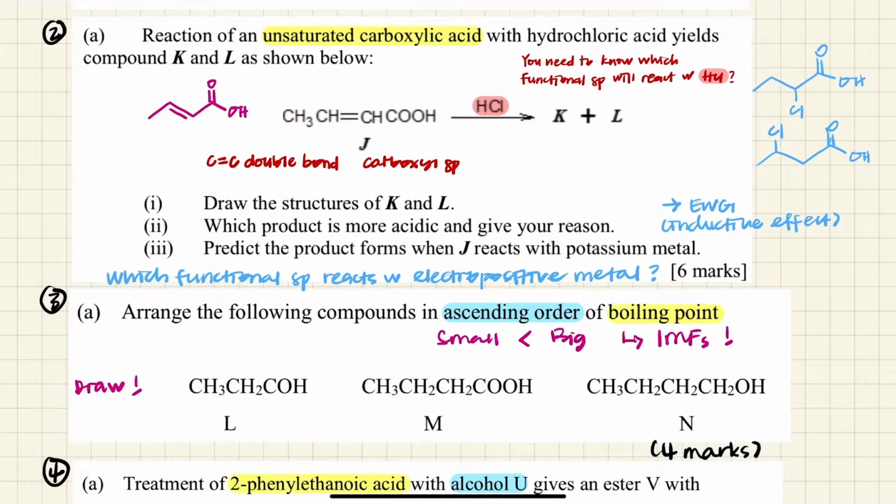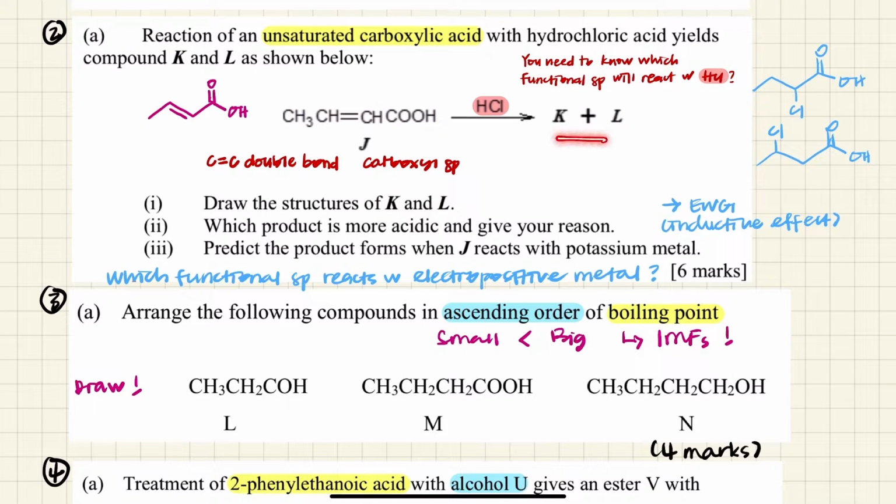Alright, so question 2a, reaction of an unsaturated carboxylic acid with hydrochloric acid yields compounds K and L as shown below. So here we have our reactant J. It has a carbon-carbon double bond, because it's unsaturated as well. And we have our carboxylic acid. So here we have our carboxyl group reacting with HCl. So for Roman 1, draw the structures of K and L.